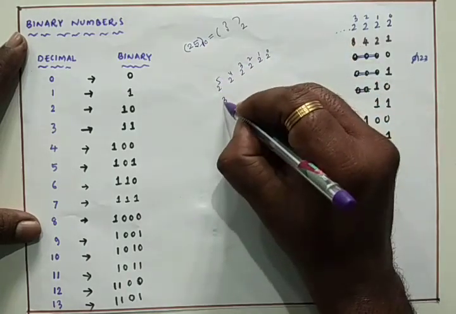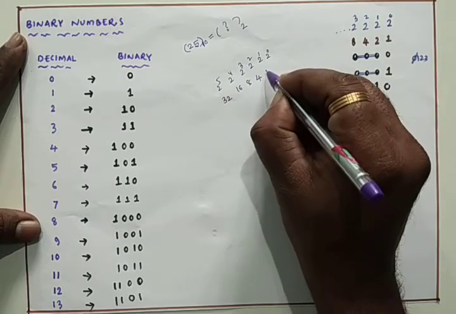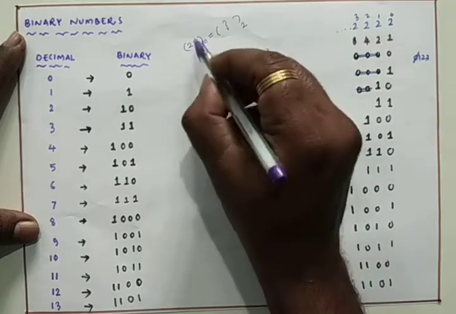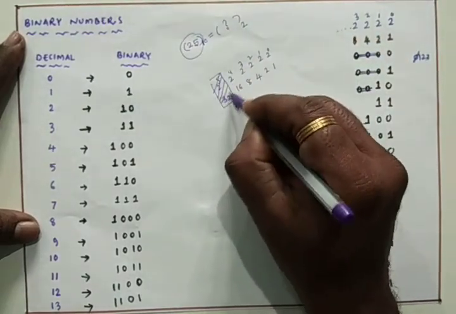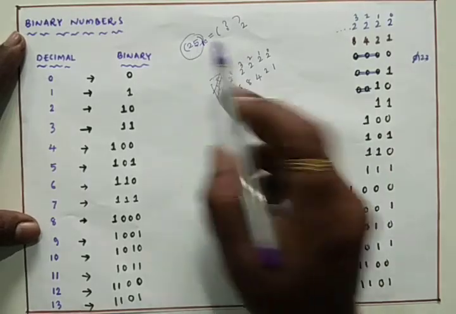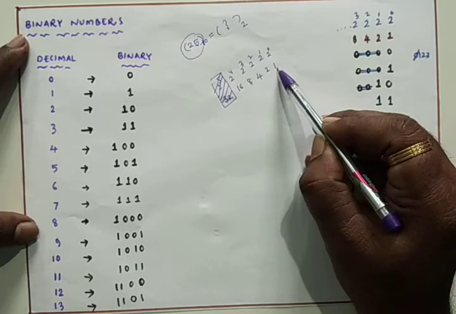This is 32, this is 16, this is 8, this is 4, this is 2, and this is 0. What do we require? Only 25, so there is no need to use the 32. We require 25. How can I get 25? 16 plus 8 is 24, 24 plus 1 is 25.